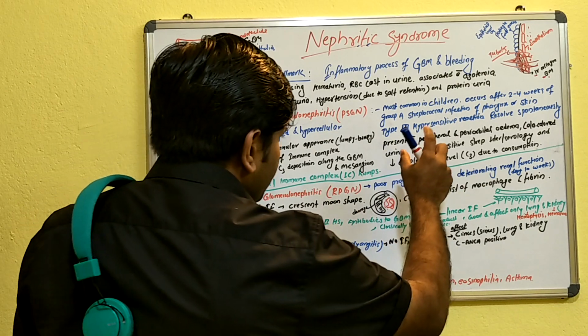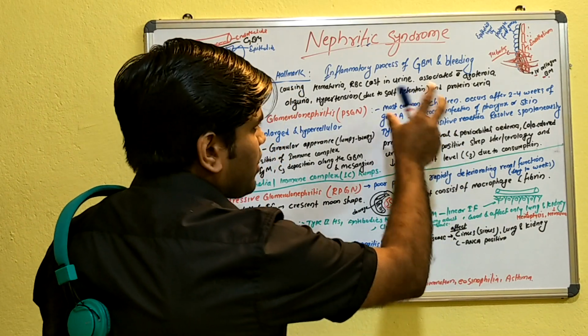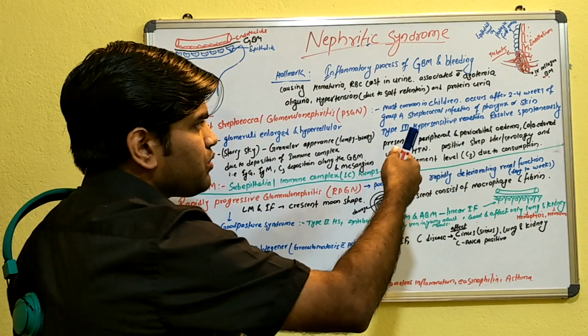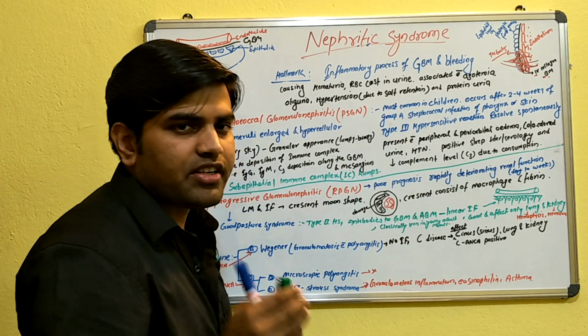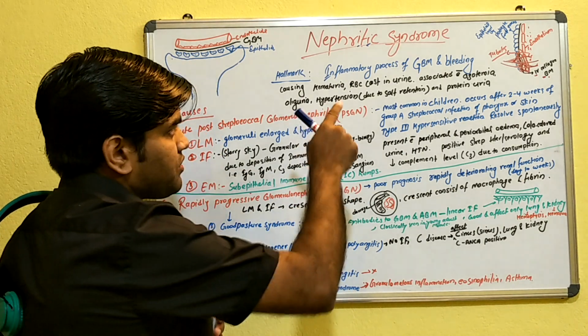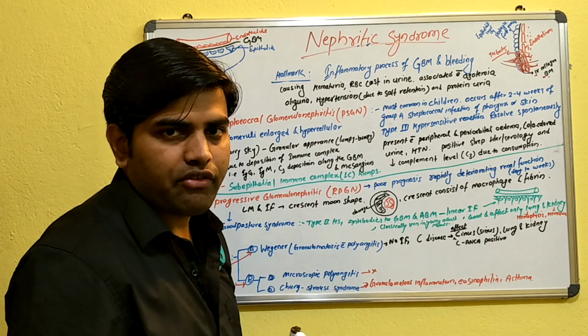Okay, now this is the presentation, the common one in which the patient it will occur. What is the organism? The name is nephrogenic strain, that is what we call streptococcal infection.